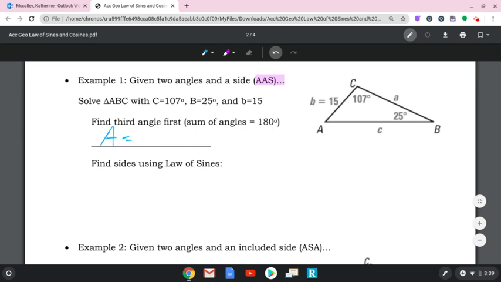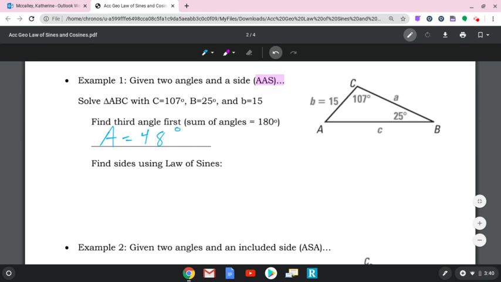Now, if I'm saying, how can I find my A? What you're going to do in this case is say, well, I'm going to take 180. I'm going to subtract 107. And then I'm going to subtract 25. And when I do that, you should get the angle to be 48 degrees. That should be angle A.